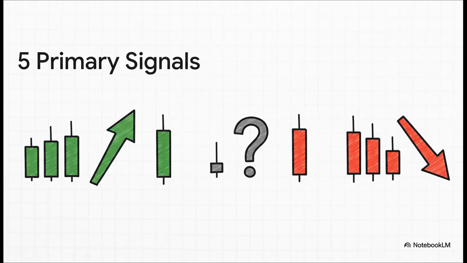So let's just boil it down to the essentials. These are the 5 signals you're hunting for. Green with no lower shadows, that's a powerful uptrend. Red with no upper shadows, a powerful downtrend. Anything else, especially those small bodies with wicks on both ends, tells you the trend might be losing steam or getting ready to turn. It's all about these simple visual cues.